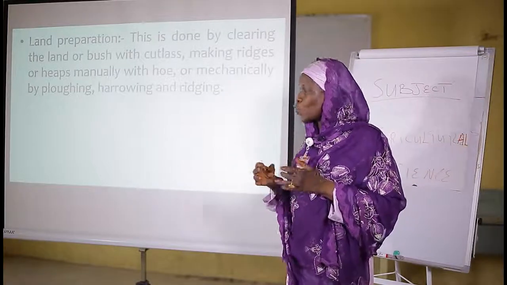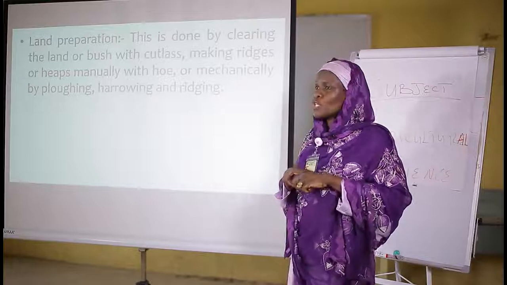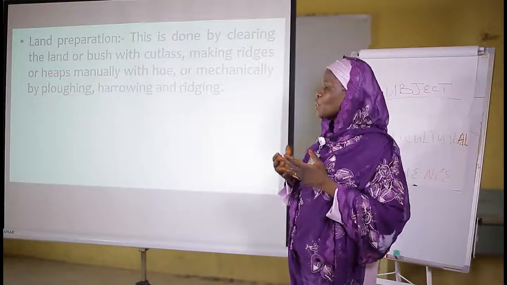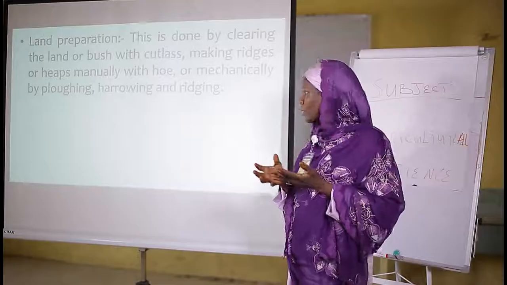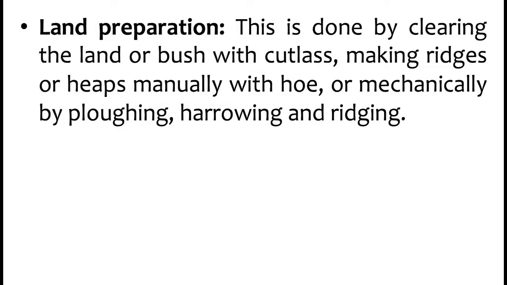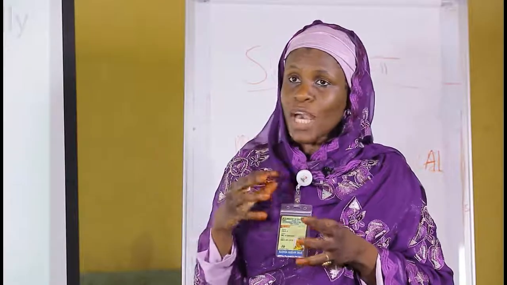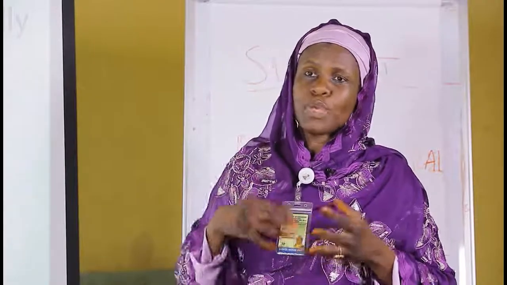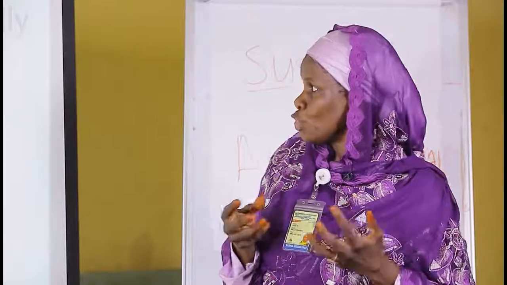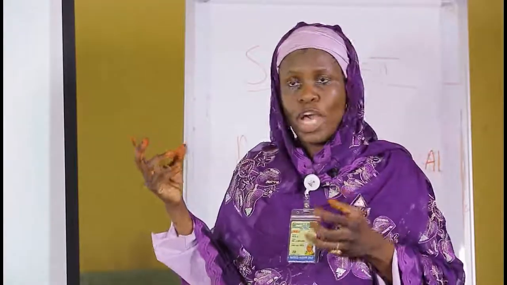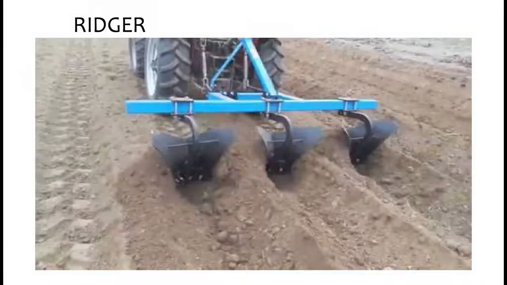You have to clear the land or bush, that is manually using your cutlasses, making ridges or heaps manually, or mechanically by plowing, harrowing, or ridging. You can use your hand, that is manually. You can also do it mechanically by the use of some instruments such as the plow and the ridgers. As you can see here, this is a diagram showing you an implement, that is a ridger.